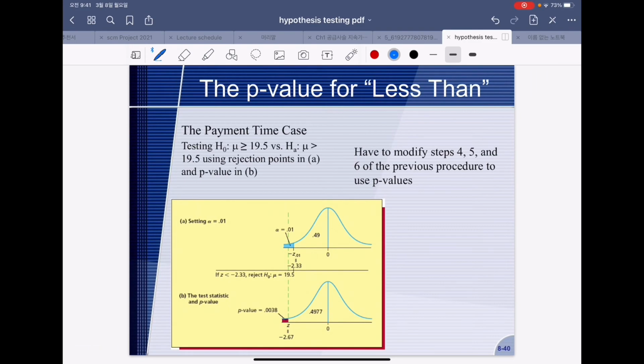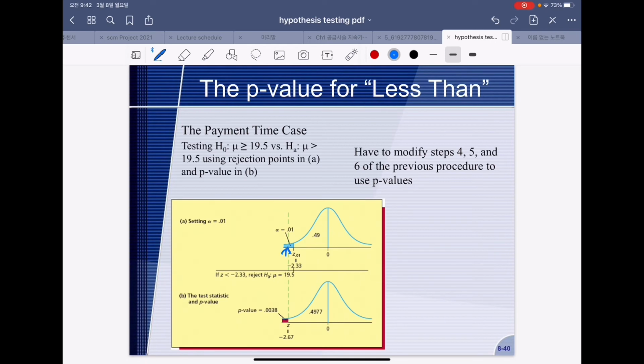So for example, in this case, if the test statistic turns out to be negative 2.67, then negative 2.67 is located left of the negative 2.63, right? So you reject the null hypothesis, right? Now, in this case, what is the p-value here?